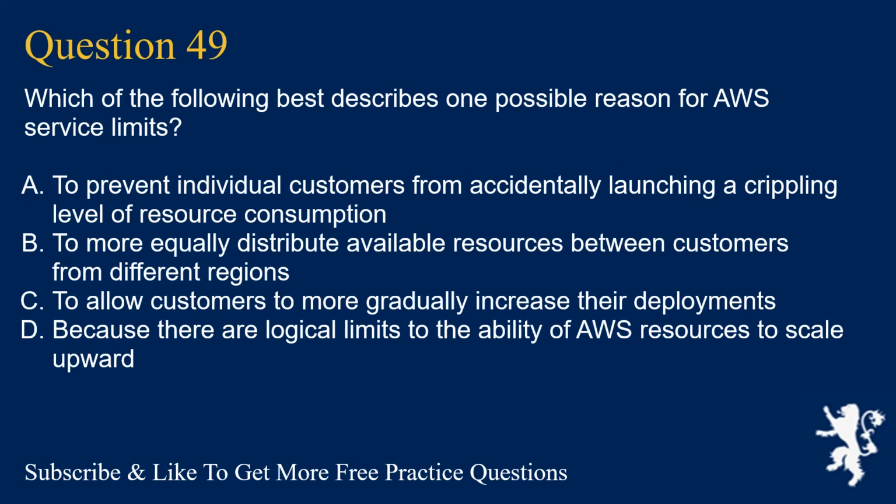Question 49. Which of the following best describes one possible reason for AWS service limits? A. To prevent individual customers from accidentally launching a crippling level of resource consumption. B. To more equally distribute available resources between customers from different regions. C. To allow customers to more gradually increase their deployments. D. Because there are logical limits to the ability of AWS resources to scale upward.